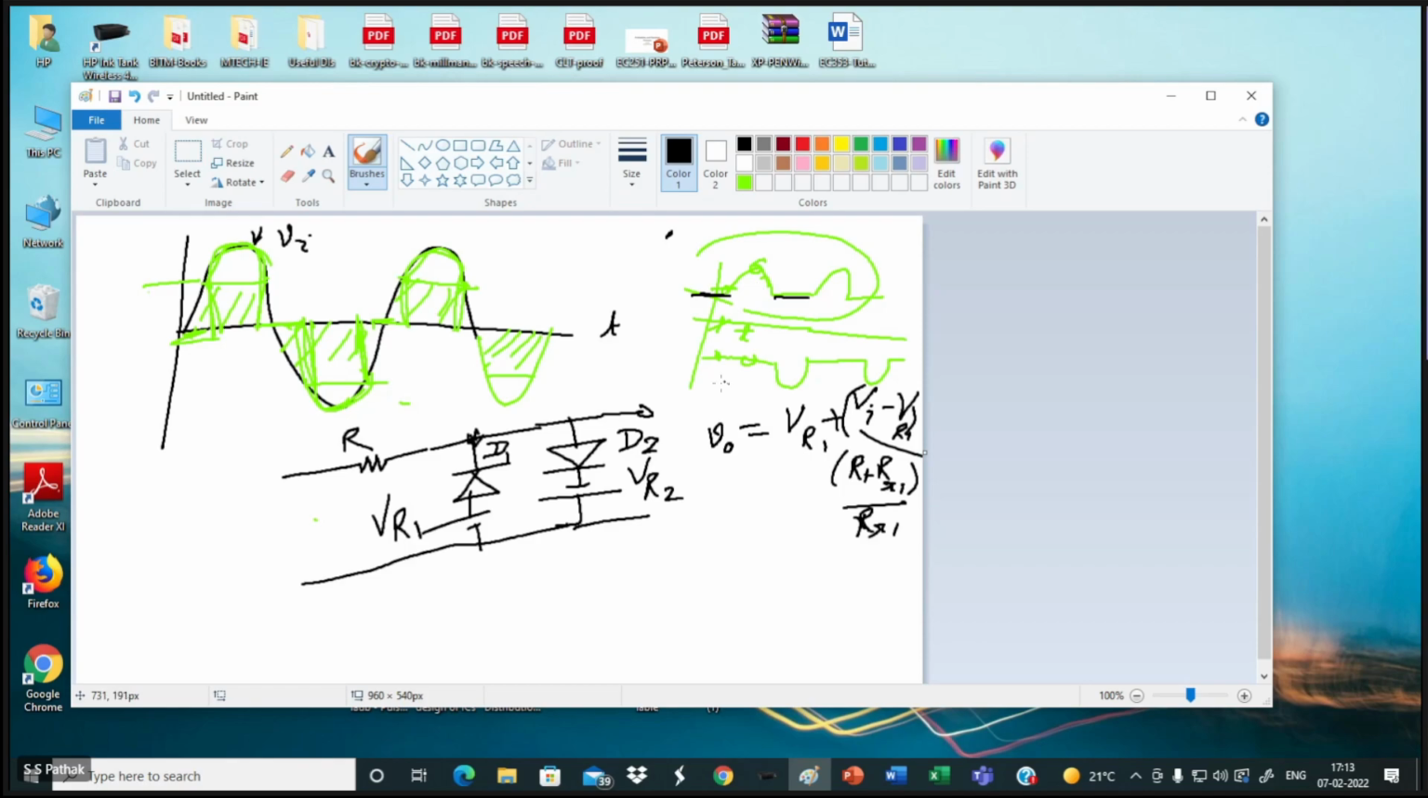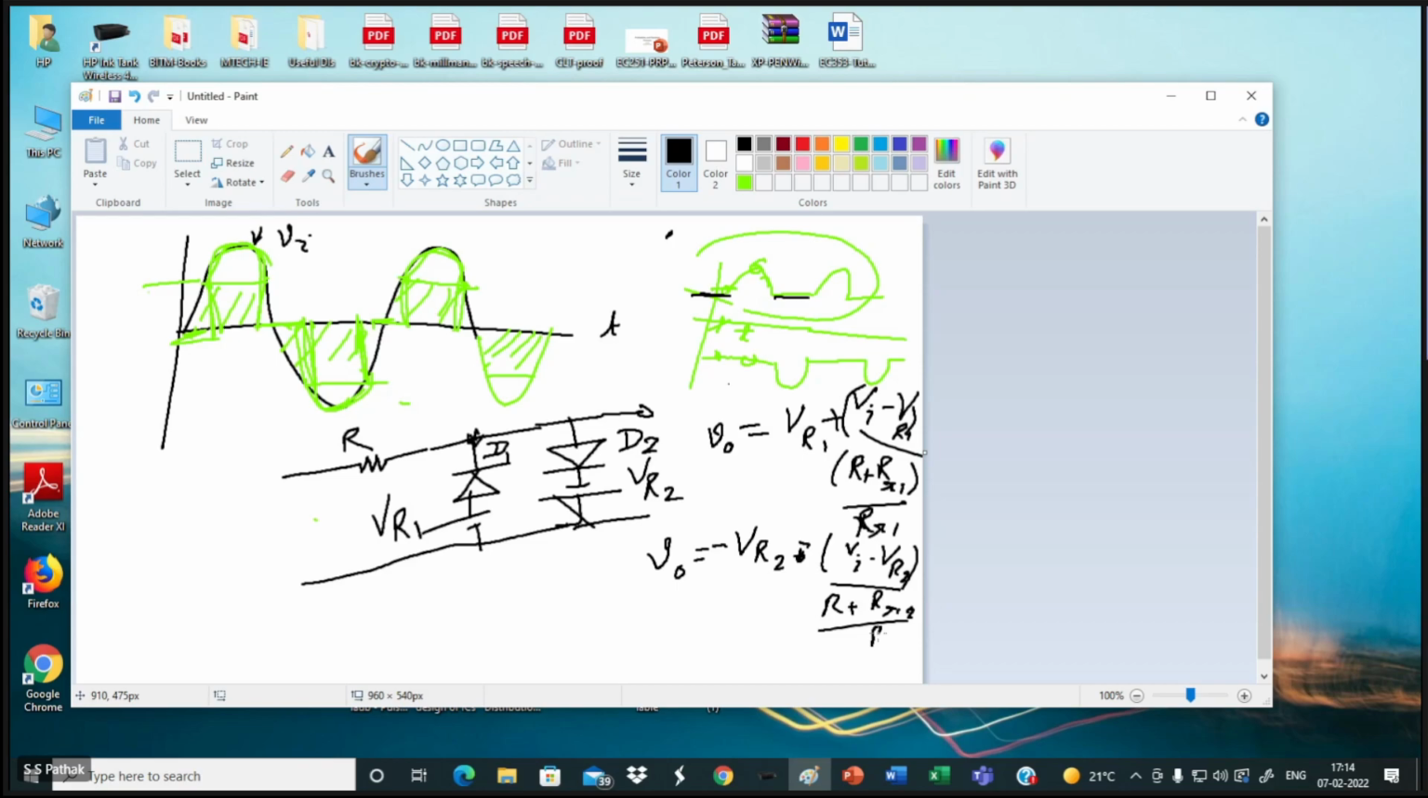Same thing happens in the negative direction. Here V naught will be VR2 plus, here Vi becomes negative, so it will be VR2 plus (negative Vi minus VR2) divided by (R plus RR2), multiplied by RR2.